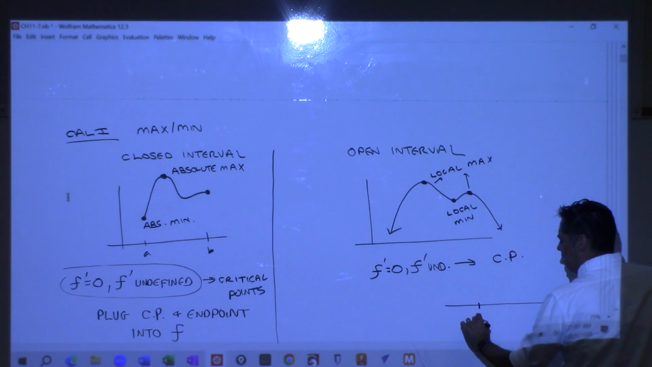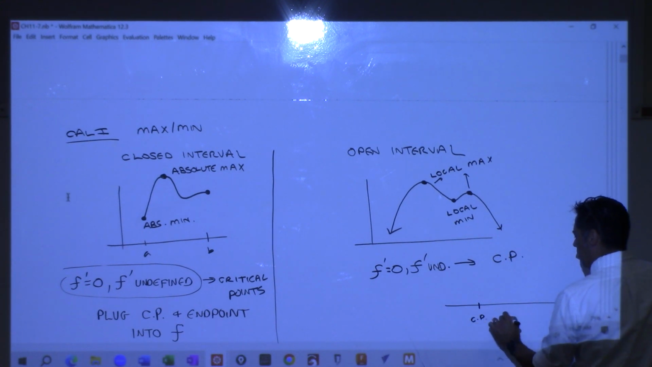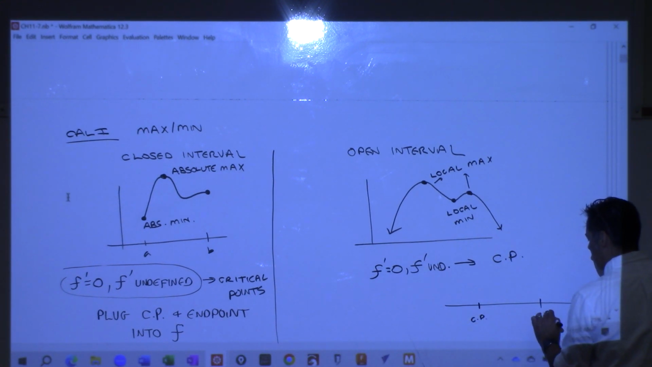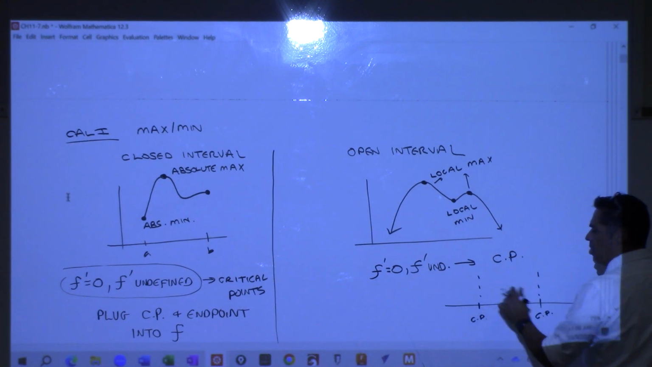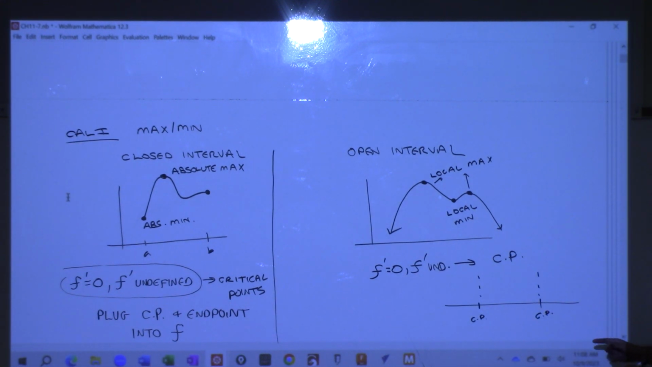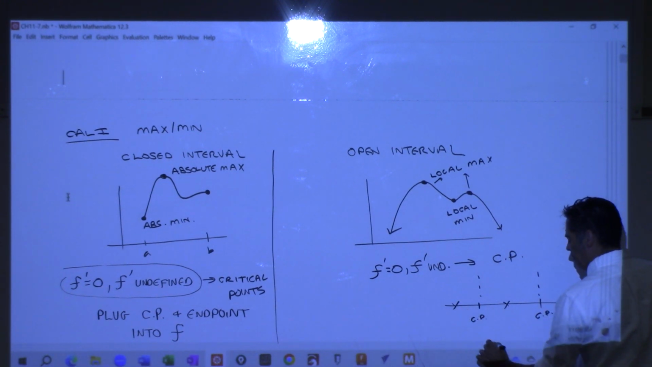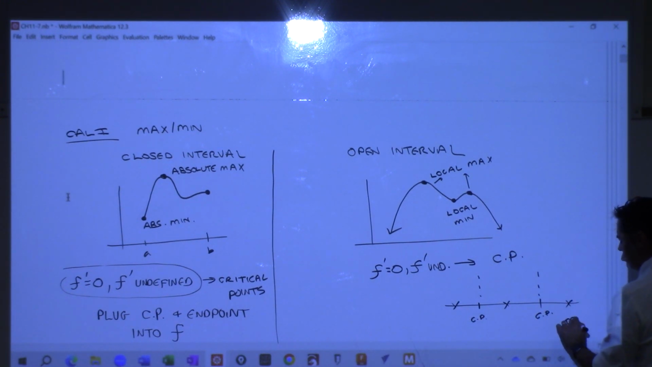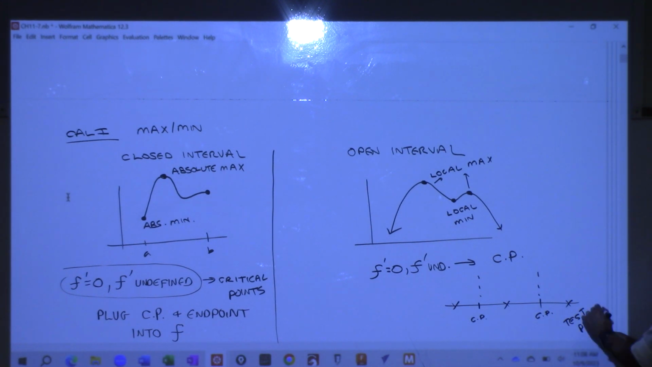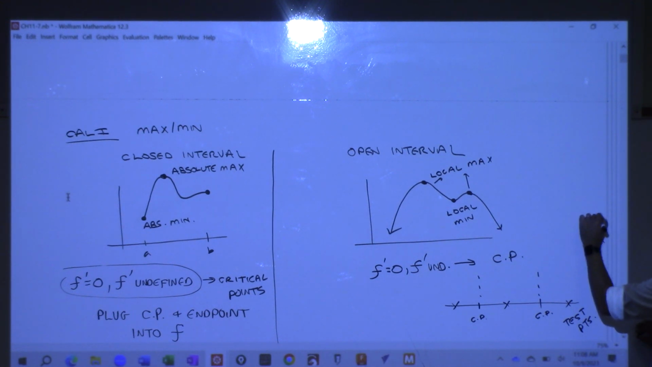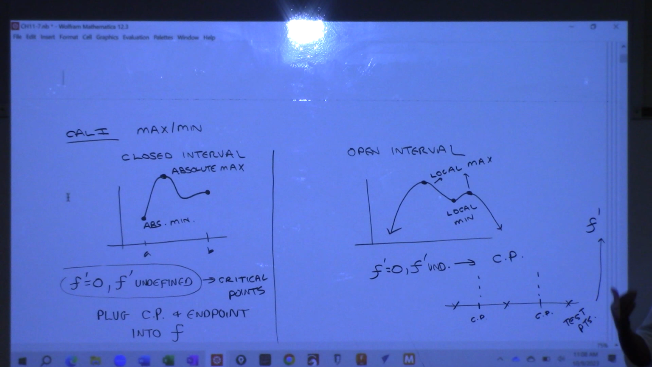You put your critical points here, critical point, critical point, and it breaks up your number line. And then you take test points, and what do you plug these test points into? Not into f, into the derivative. If the derivative turns out to be positive, that tells you your function's going up, and if it's negative, your function's going down.